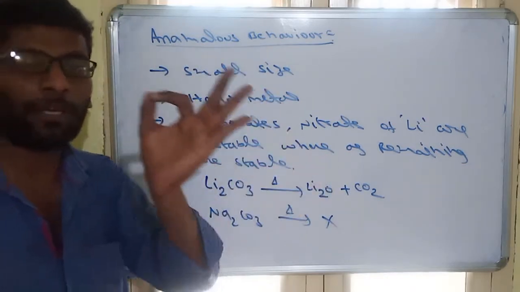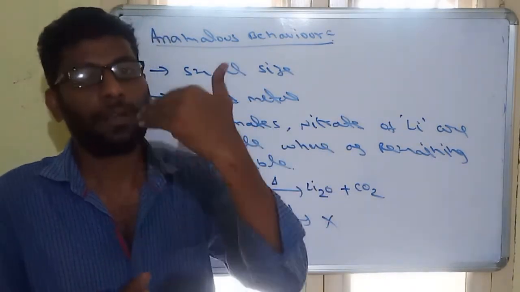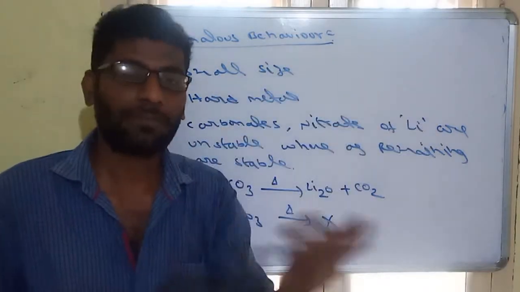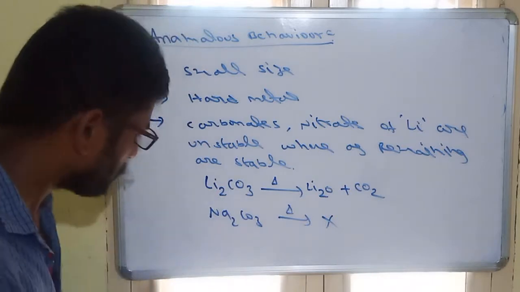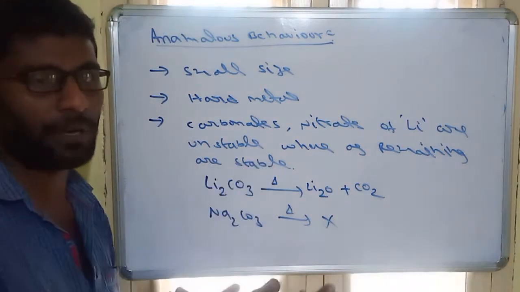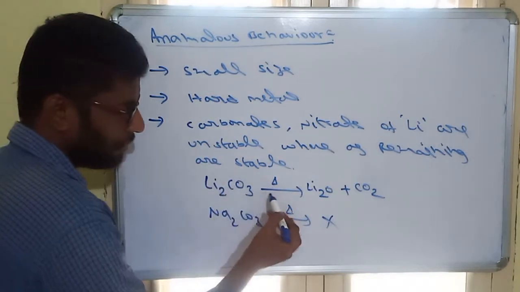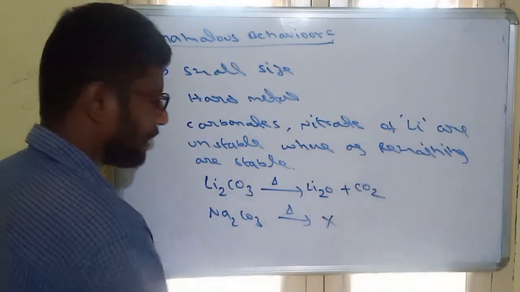When positive ion and negative ion sizes are matching, they are highly stable. When one is a large size whereas the other is a small size, stability is very low. Remember it, very important: the sizes of the positive ion and negative ion are also important for stability. So lithium carbonate is unstable, decomposing to lithium oxide and carbon dioxide.